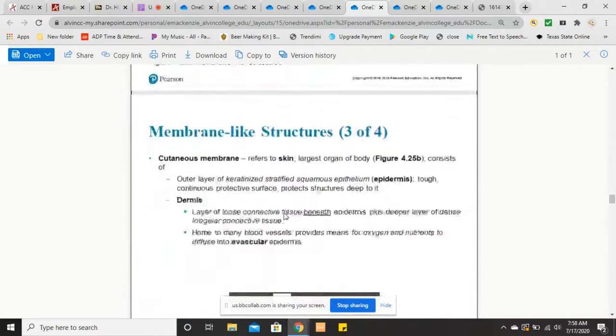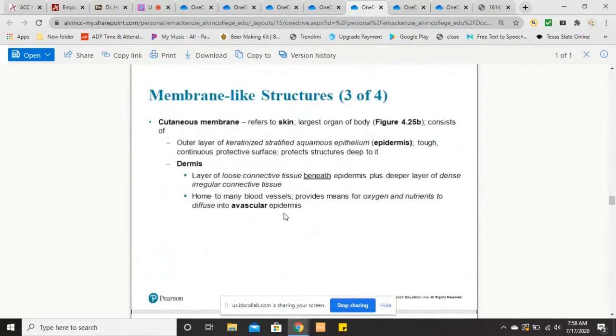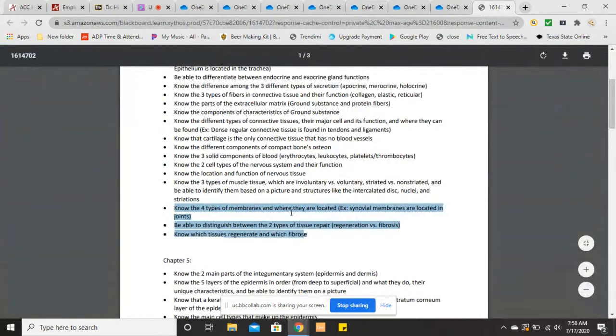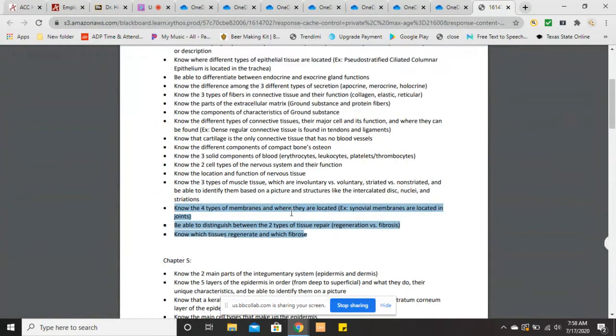You know it from chapter one also. It's your cutaneous membrane, also called the skin. Oh, you knew about skin. Turns out your skin, which is on the surface of your body, is a membrane. So that's your four membranes. You got to know your four membranes and where do you find them. That's it. Okay? So one more time.